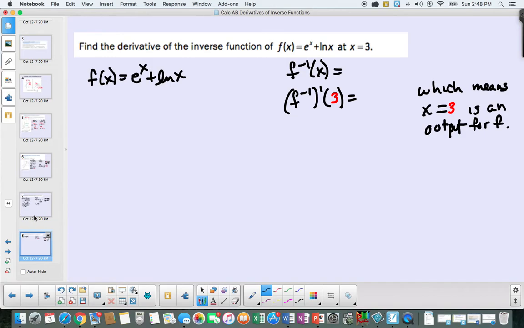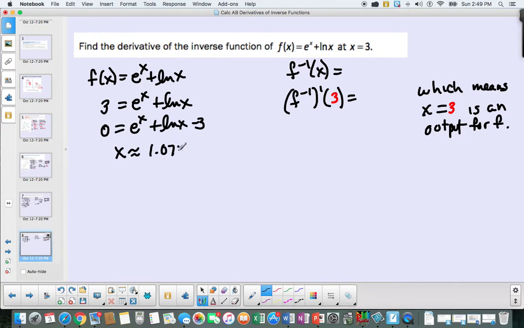Similar to what we had before, here's the function. We don't know what its inverse looks like, nor do we care. The derivative at 3, this means that 3 is an output. So I'm going to put 3 equals e to the x plus the natural log of x. 0 is equal to e to the x plus the natural log of x minus 3. Use whatever means on your calculator to figure out this answer. And I got x to be approximately 1.074.